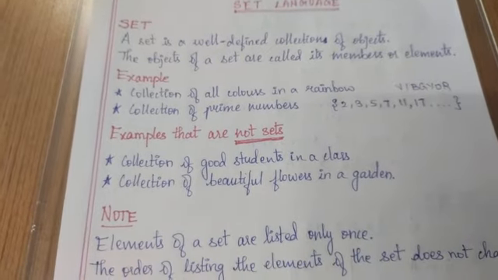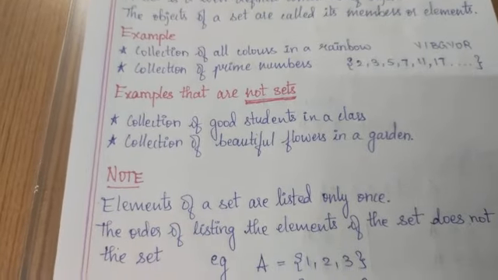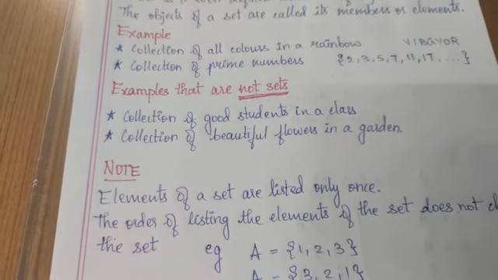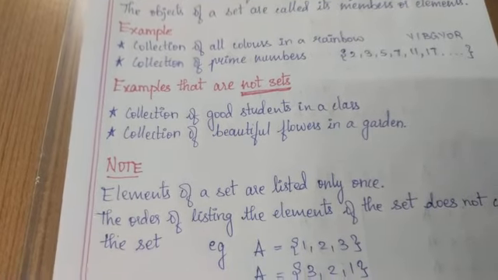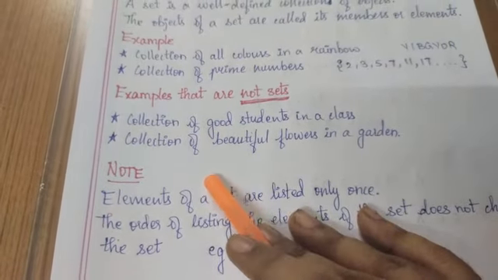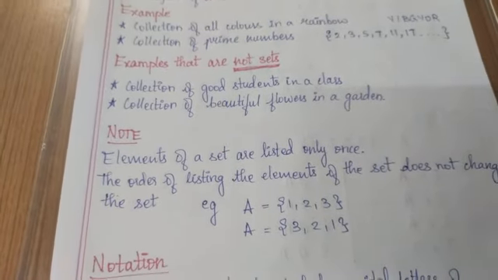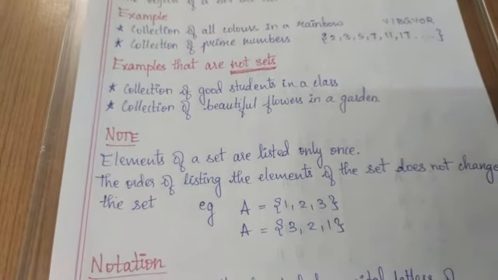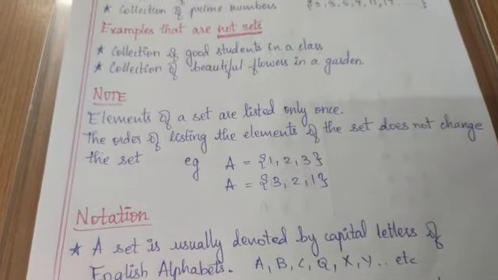Next we will see examples that are not sets. For example, the collection of good students in a class, or the collection of beautiful flowers in a garden. If you look at these two examples, they are not specific. So they are not considered to be sets.